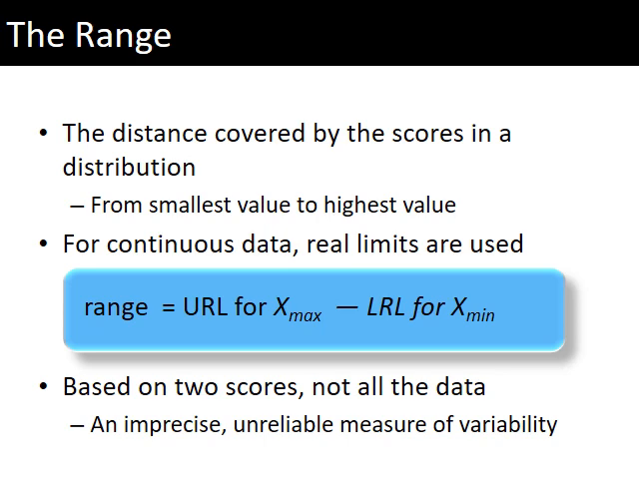Okay, so the range is based on the two most extreme scores, the highest score and the lowest score. It's essentially the highest score minus the lowest score. But again, for continuous data, we'll use real limits. So it's based on two scores. It's not based on all the data, and it's a very imprecise, unreliable measure of variability. Ranges are usually mentioned when describing a set of data, but they're not used when we do inferential statistics. So they're not something that we'll cover very much in the course.